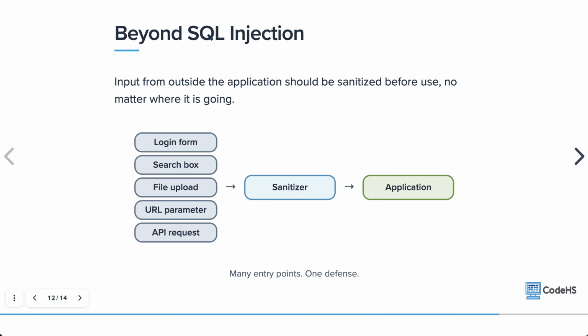Many entry points, one defense. Every one of those entry points needs to be checked the same way. You cannot sanitize one source and leave another wide open, because attackers will find the unprotected one.